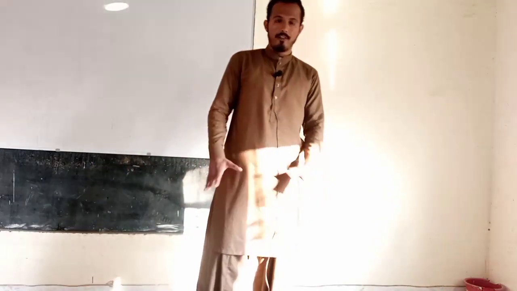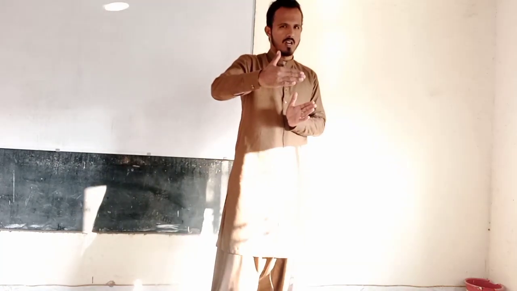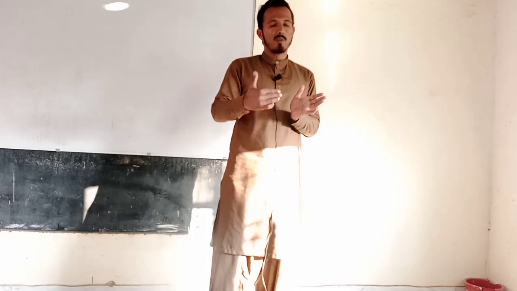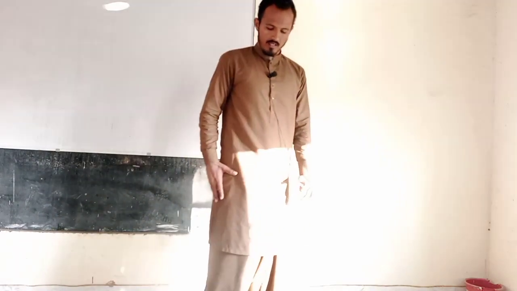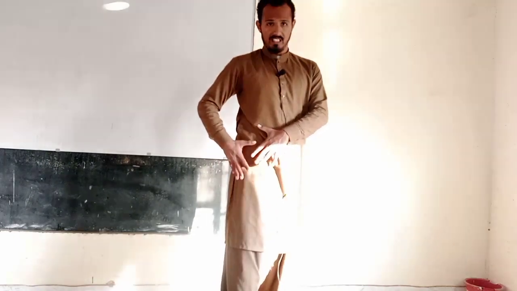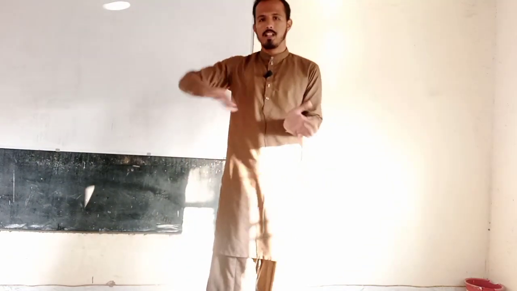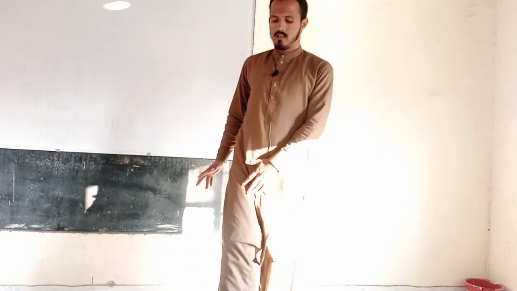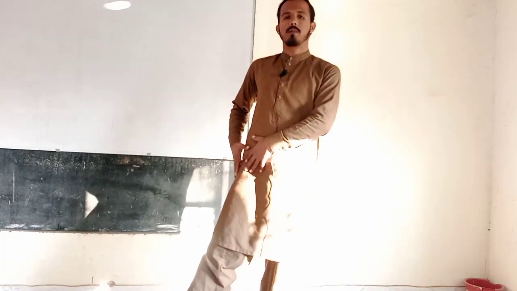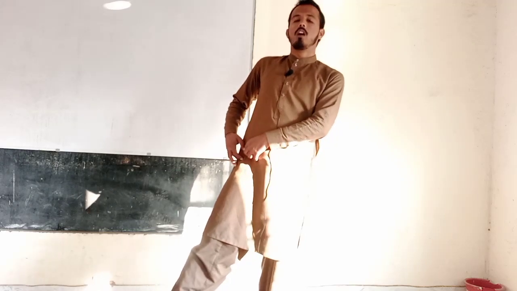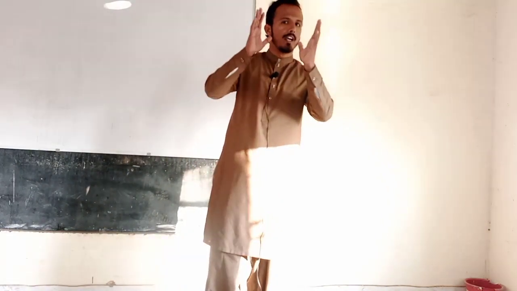If the hip joint moves inward, it is called medial rotation. If the hip joint moves outward, it is called external rotation. This is inward movement. This is called medial rotation. The degree is 25 to 40. Next is external rotation. External means away from the body, outside the body. This is normal and this is away from the body. This is called external rotation. The degree of external rotation is 40 to 50. This is our hip joint movement.